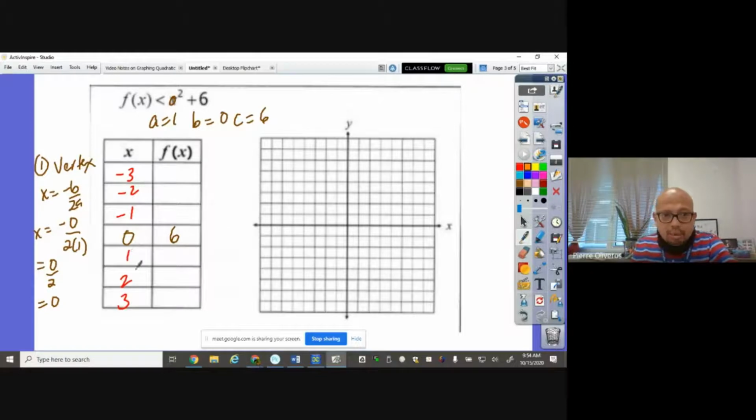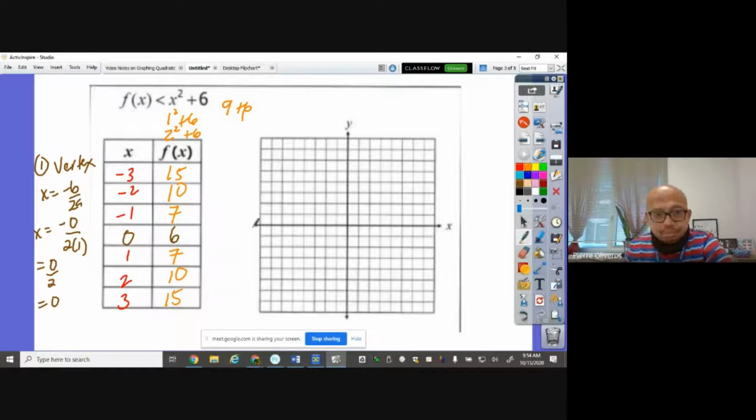I'm gonna pick the easier one. Obviously, they're pretty much the same, but I'm gonna pick the positive number. 1 squared plus 6. That's going to be 7. 2 squared plus 6. That's going to be 4. That's going to be 10. 3 squared will be 9 plus 6 is going to be 15. And again, this will be the same: 7, 10, 15.